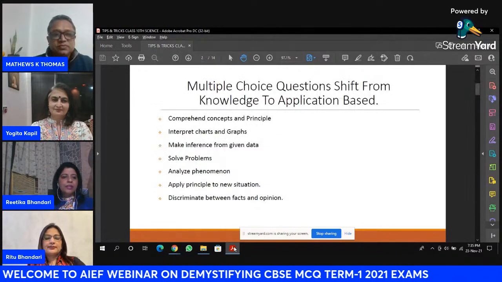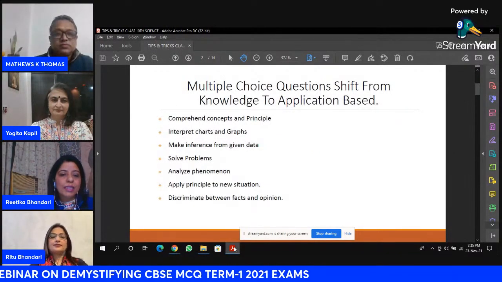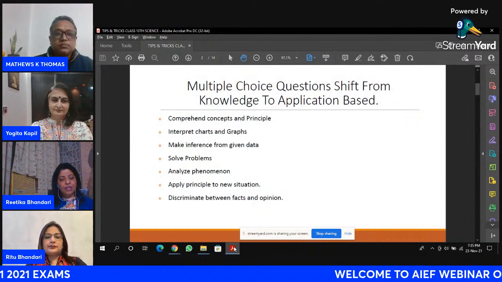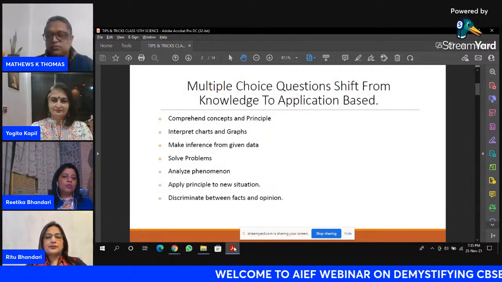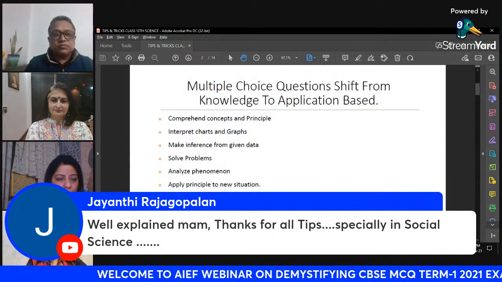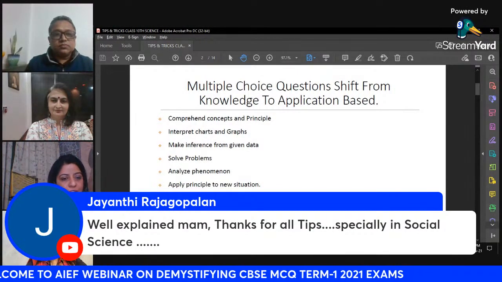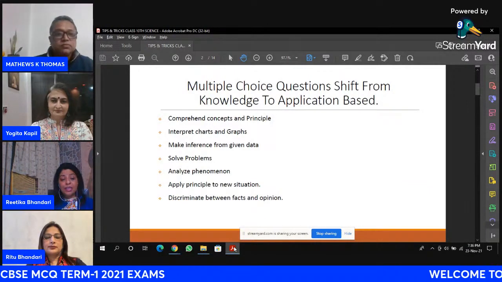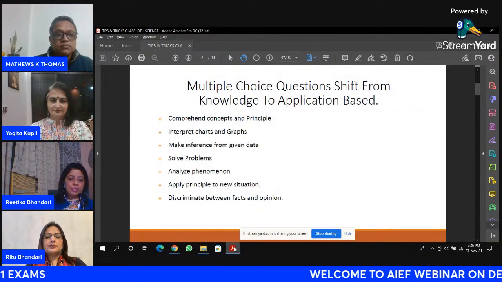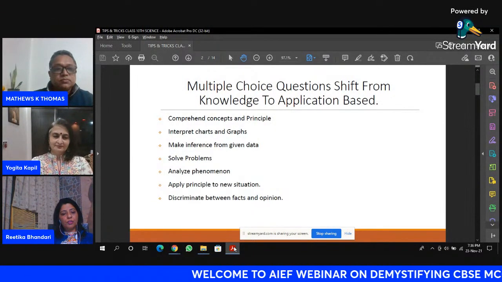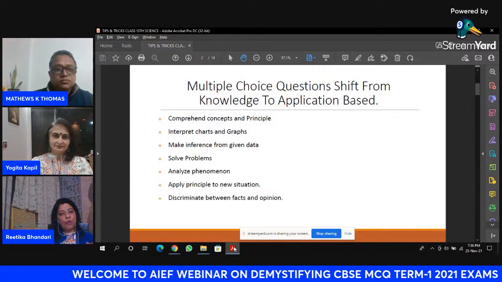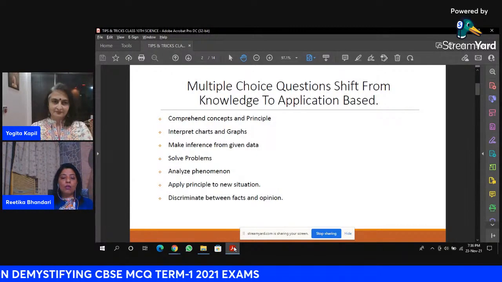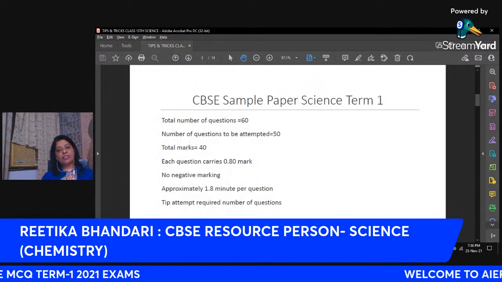Go ahead, please. So as we have seen, there are multiple choice questions. As CBSE is moving from knowledge to application base, and especially in science, we have to comprehend the concept. So comprehension is very important. There's a lot of interpretation of charts and graphs. They have to make inferences from the given data, solve a lot of problems, analyze phenomena, apply principles to new situations, and discriminate between facts and opinions. These points have to be kept in mind when you are preparing for your science exams, because a lot of data and interpretation is required.